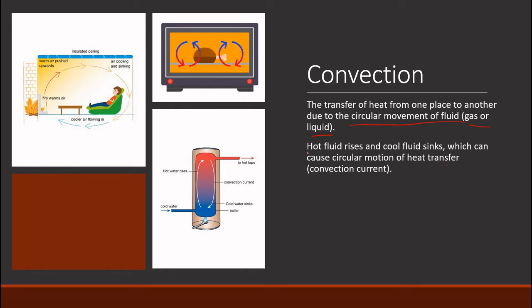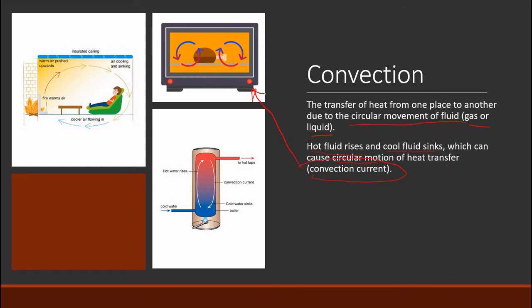And what's actually happening here is you have hot fluid rising up, then cooling, and cool fluid then sinks, which can cause a circular motion of heat transfer. And we call that circular motion of heat transfer a convection current. This is an example here.